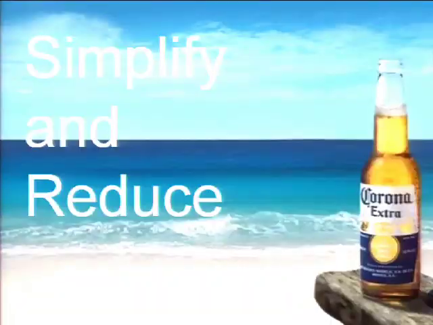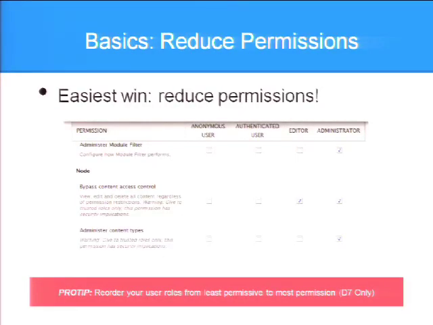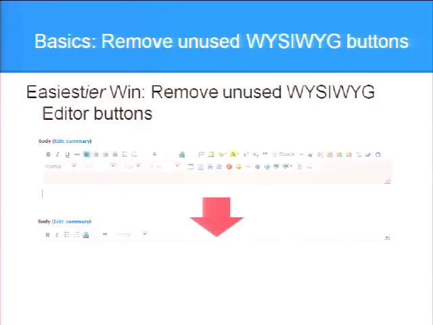Another really simple tenet is to simplify, to get rid of the stuff that you're not using. The easiest thing to do is just to take away permissions. When I deliver a website, even to a small mom and pop shop for a brochure website, you can give them the admin account, but make sure the account that they use has reduced permissions, so they don't see all these options, like your menu item, your path auto, and all that type of stuff. And take away the buttons up there.